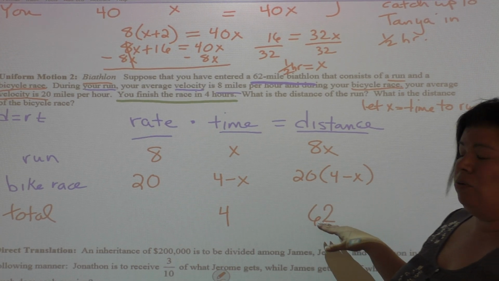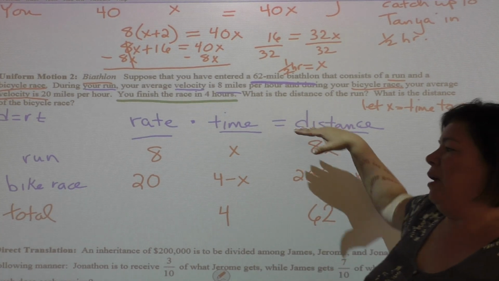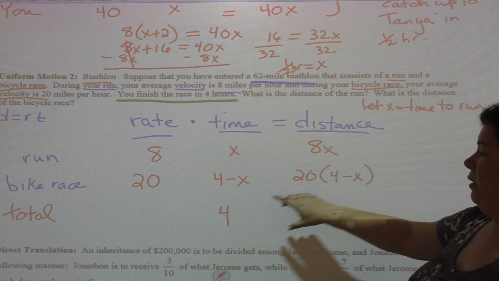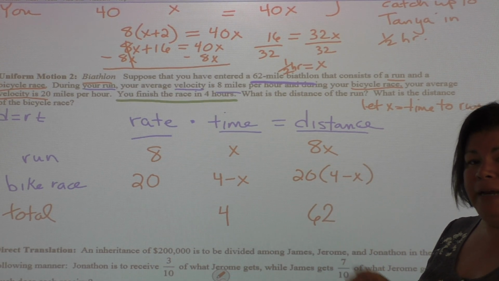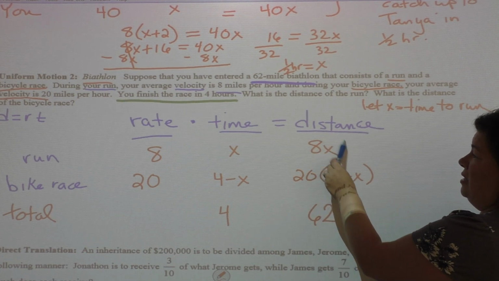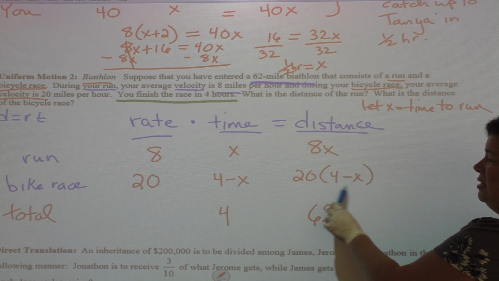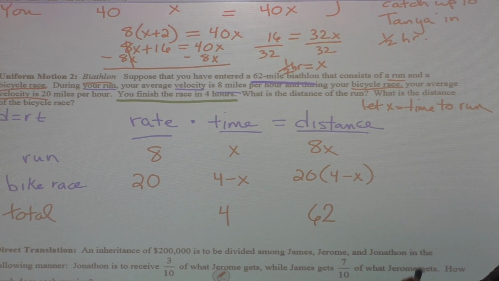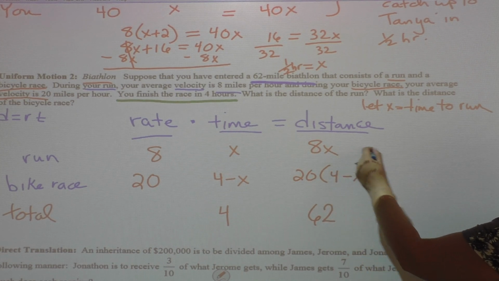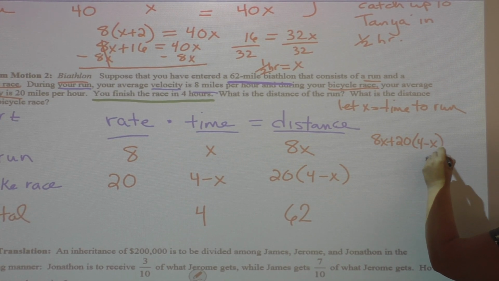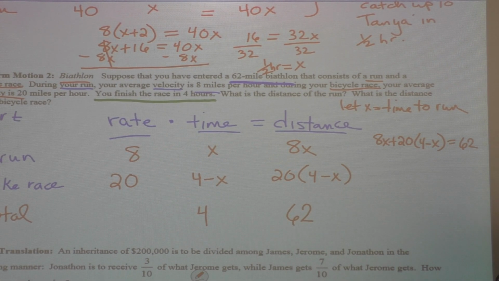Now we finally do have a total. We're not trying to compare when we're going to meet up with the bike race like we did in problem 1. Here, anytime you have a total, you're going to want to add 2 things together, or multiple things together, to sum that up. This is the distance of our run, this is the distance of our bike race, and it totally took 62 miles. So if I add 8x plus 20 times the quantity 4 minus x, that total will give me 62 miles. Exactly the total of the biathlon.